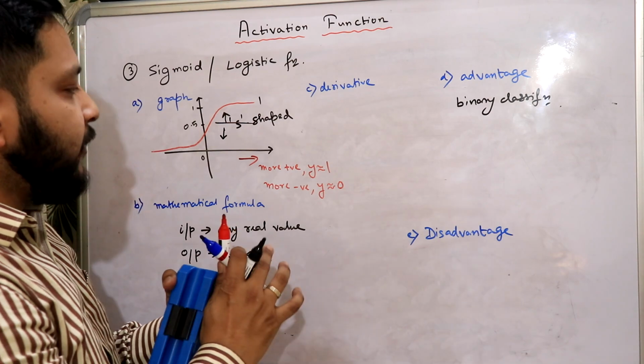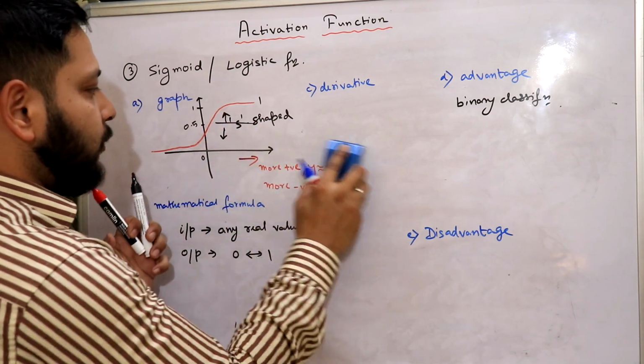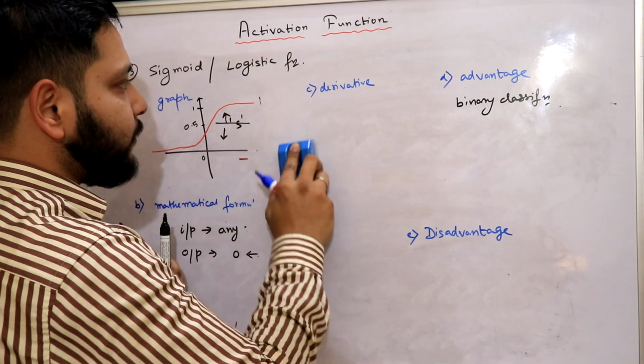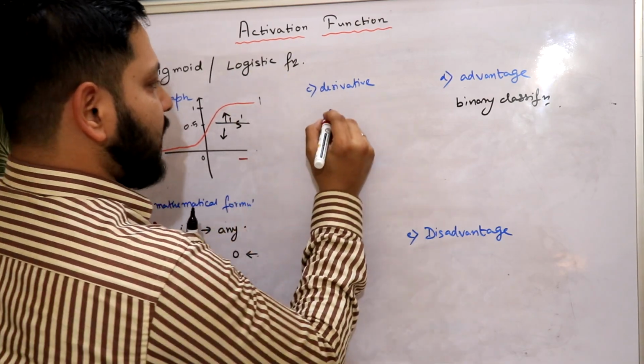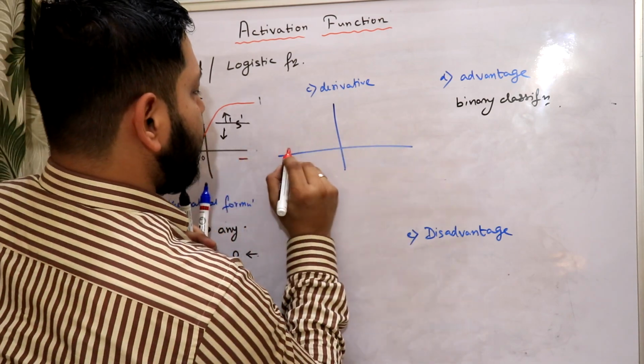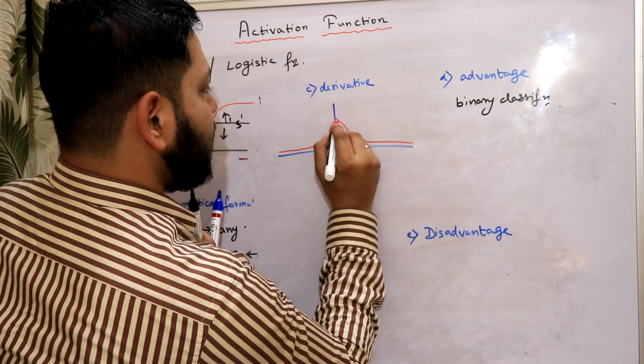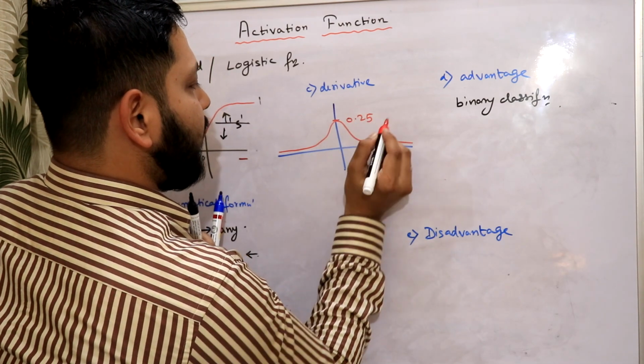Now coming to the derivative of this, because in backpropagation we need the derivative of this function. So let us first understand how the derivative of this function will look. This is 0.25.